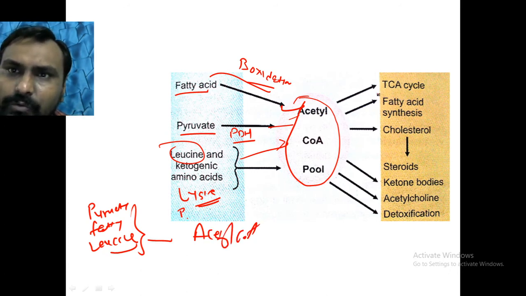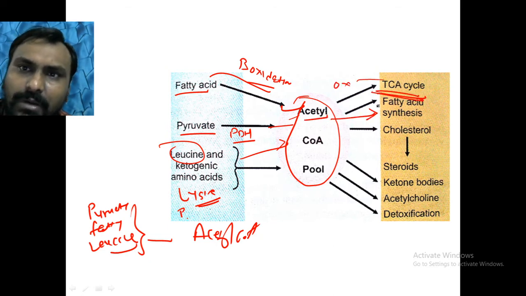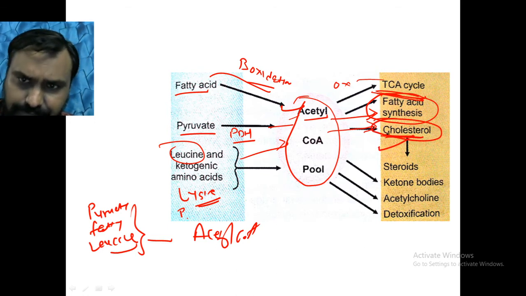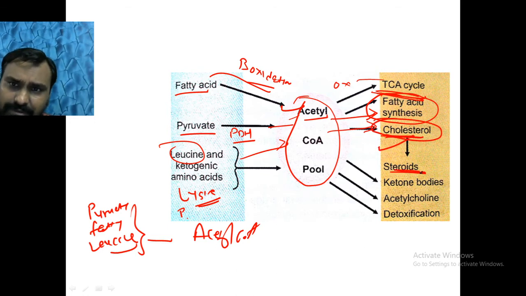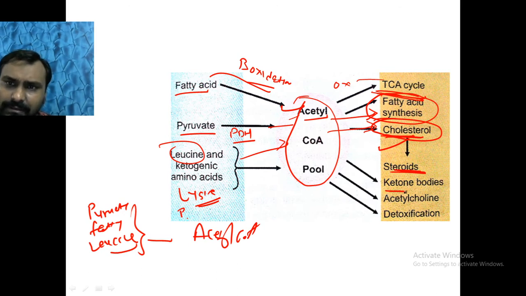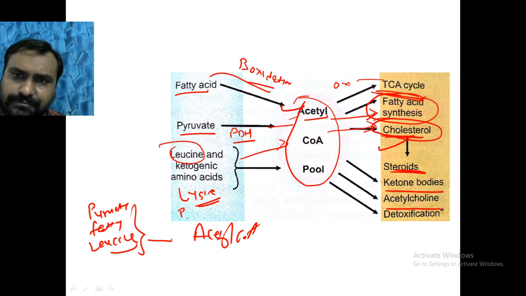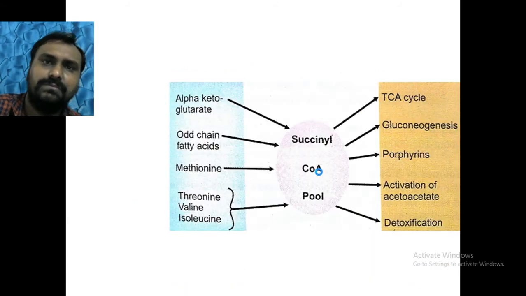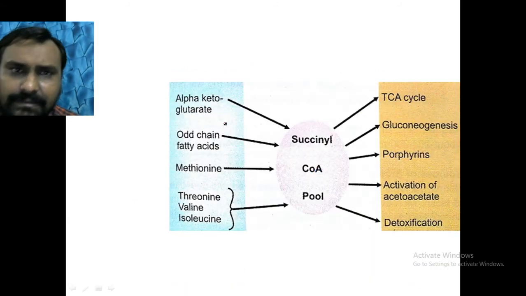One, it can go to the TCA cycle: acetyl CoA binds with oxaloacetate to form citrate and the cycle continues. This acetyl CoA is converted to malonyl CoA, which is the first step of fatty acid synthesis. Acetyl CoA plus acetyl CoA ultimately gives HMG CoA, and ultimately cholesterol is synthesized. Then from cholesterol come the steroids. Acetyl CoA is also a precursor of ketone bodies, and is used for detoxification. So all these are uses of acetyl CoA.